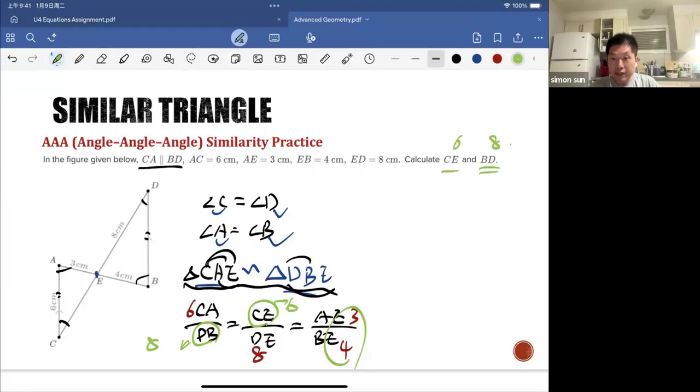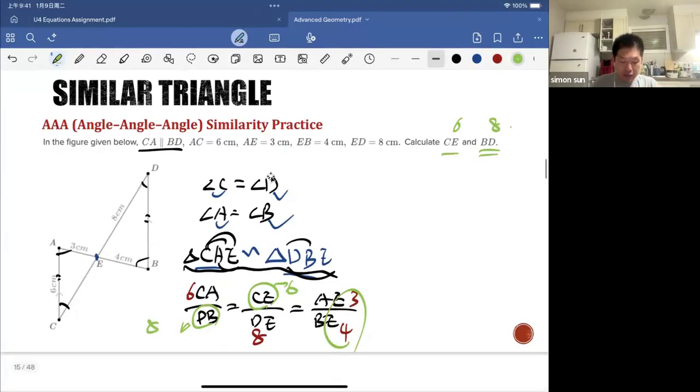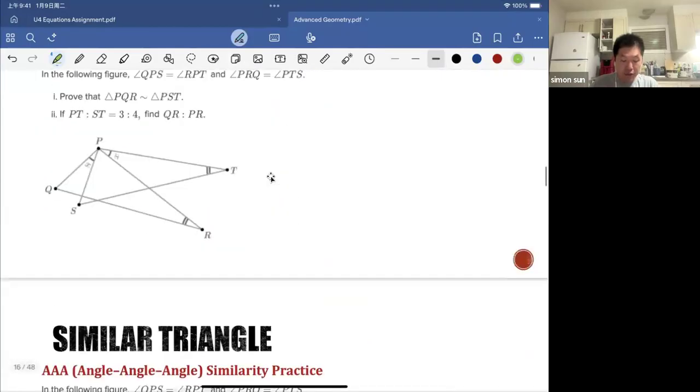Okay, this one is simple because you can directly know which two triangles are similar, right? It's given there. Okay, why don't you take a look at this one? This one.